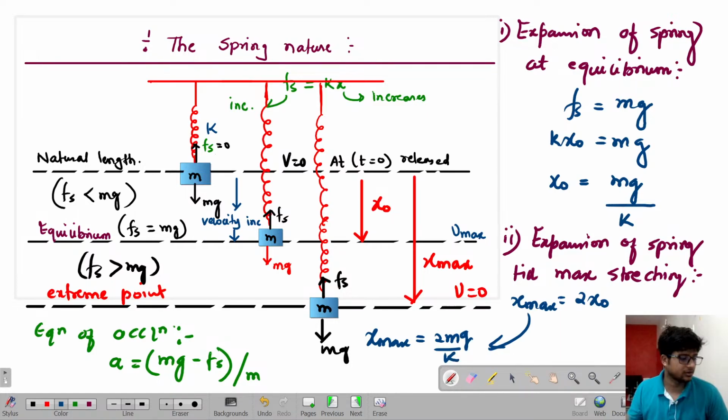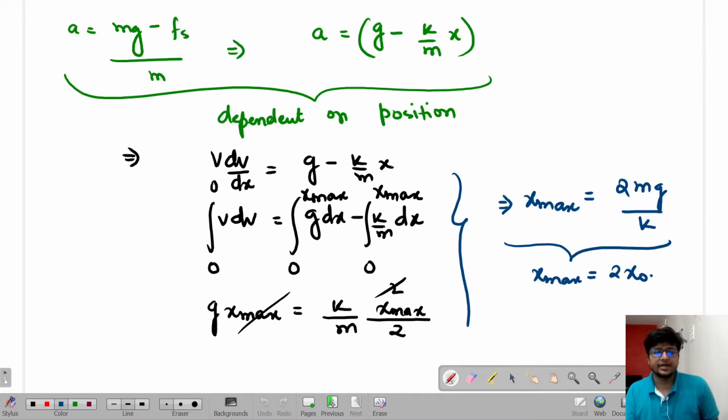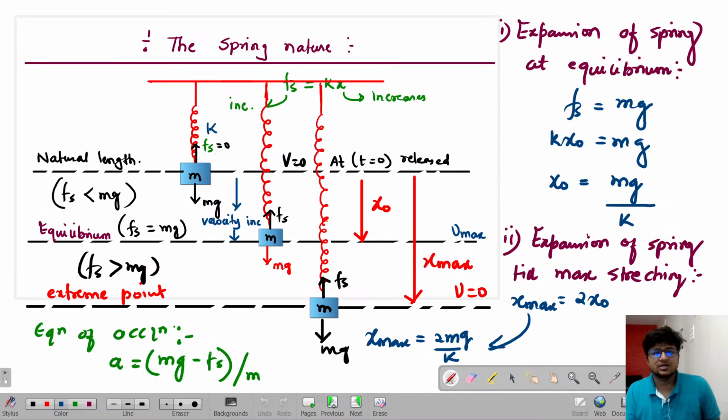This is the whole derivation of this spring idea. Keep that in mind when we are considering a spring. There are 3 points in the spring: natural length, equilibrium length, and extreme point. If I consider from 0 to equilibrium, the velocity of the body is going to increase, and velocity becomes maximum at the equilibrium point.